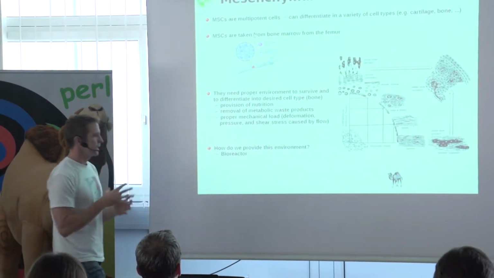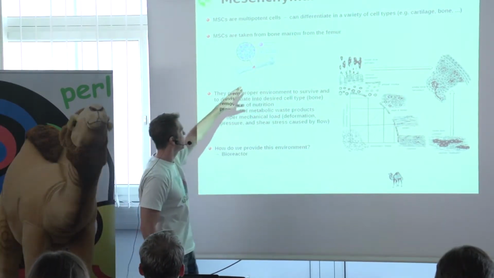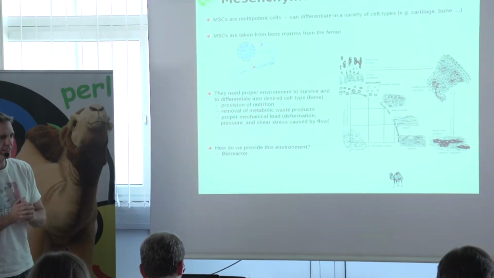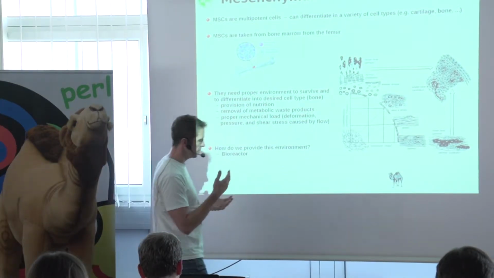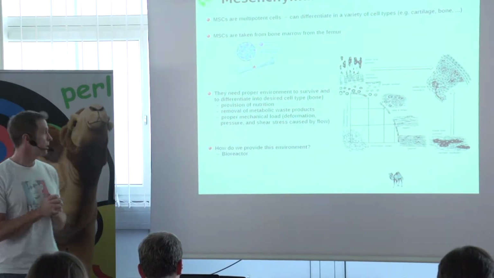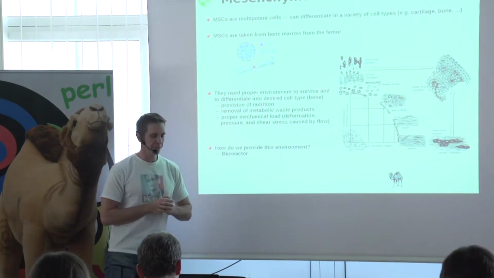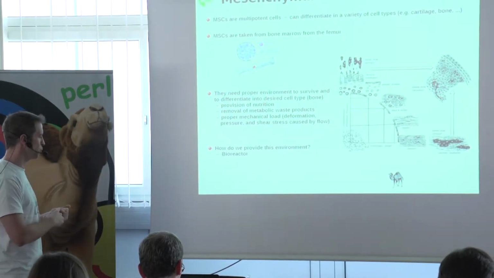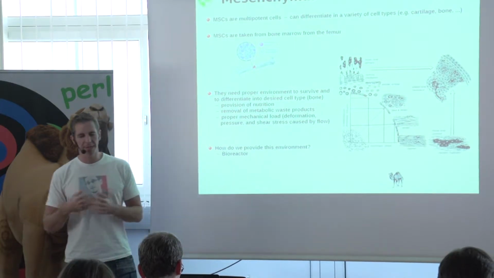The problem here is that we take the stem cells, usually from the femur, and they need a special environment. Stem cells, as you probably know, are cells that can differentiate into a variety of cell types, like bone, like cartilage, like a lot of other cells we have in our body. Importantly, we need to provide these stem cells a proper environment so that they survive: they need nutrition, we have to remove the metabolic waste products, and we have to provide mechanical load.